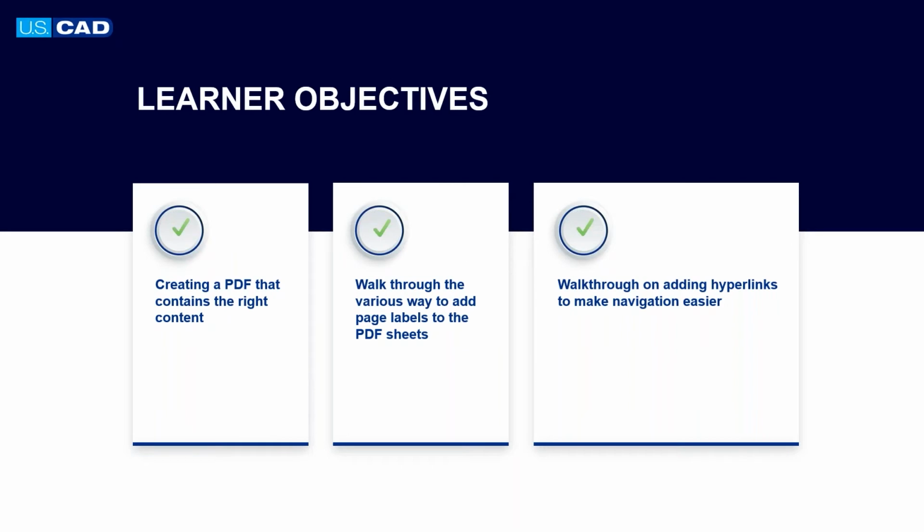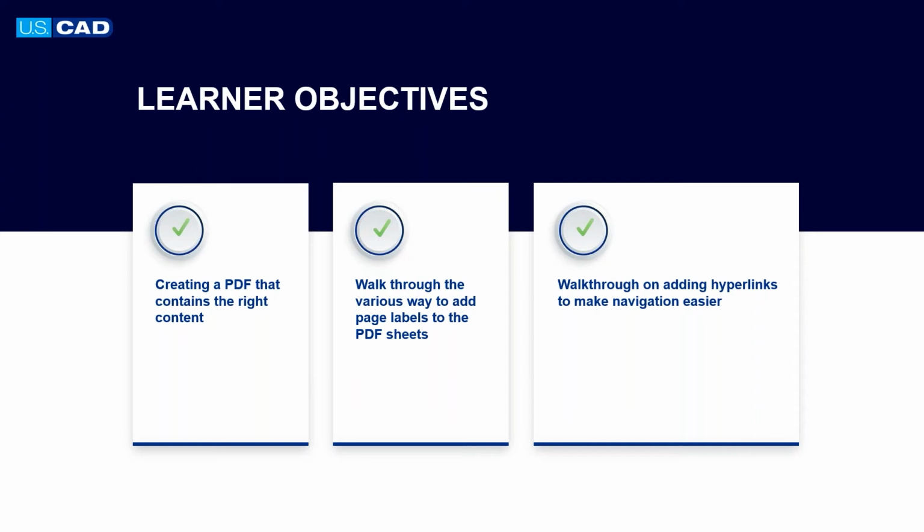So for today, our objective is three main points. There'll be a lot of little details in between, but the first one is getting the PDF that contains the right content that you need. Whether it's pulling sheets together or stripping out content you don't have to interact with, how do you pare that data set down to the right content?